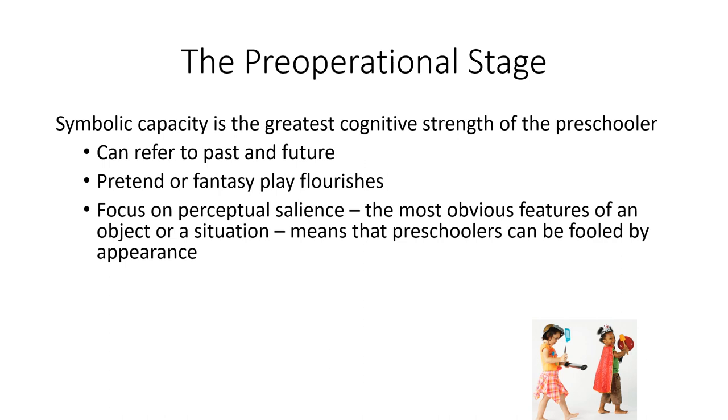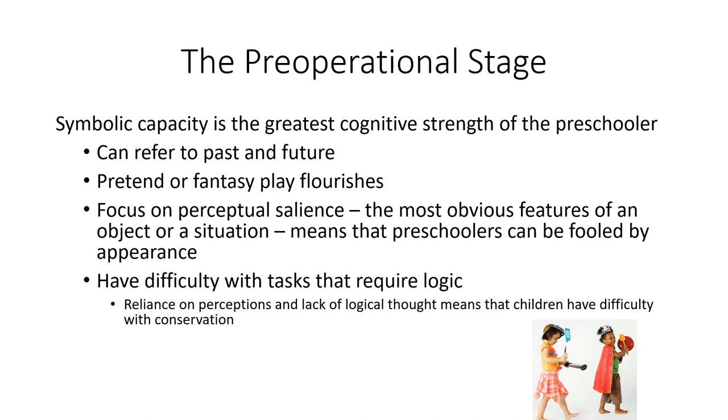They focus on perceptual salience, so the most obvious feature of an object or situation. What this means, though, is that preschoolers can be fooled by appearances because they focus on appearances. And they do have difficulty with tasks during the preoperational stage that require logic. So reliance on perceptions and lack of logical thought means that children have difficulty with conservation. Let's watch a video on this.